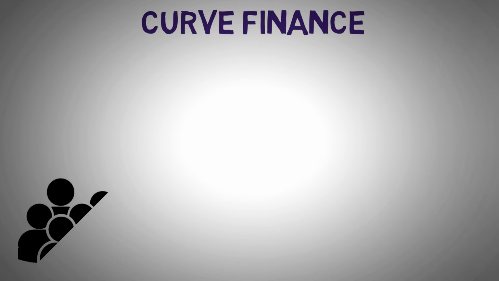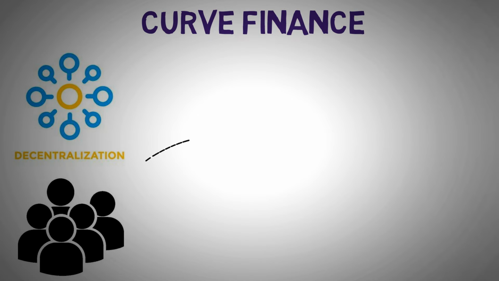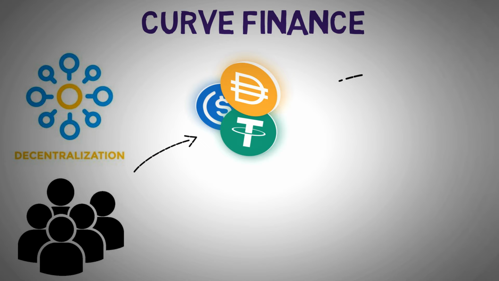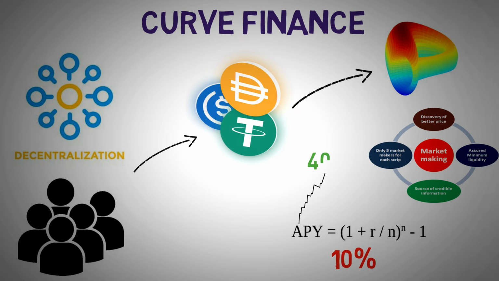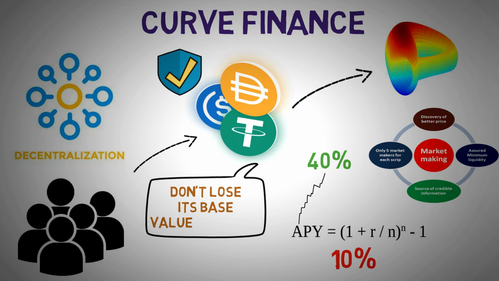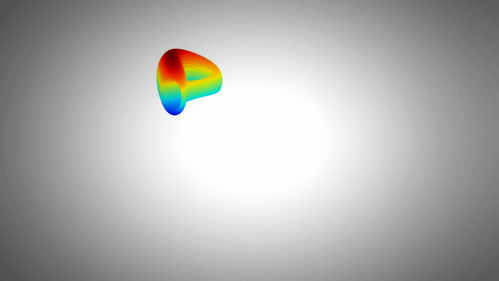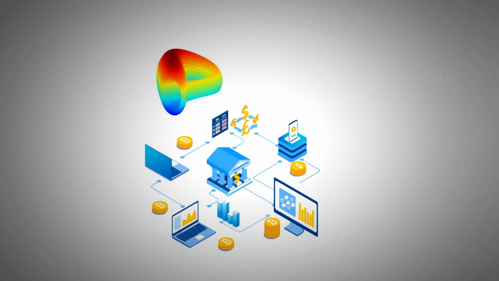Curve Finance. Customers and various decentralized protocols may trade stablecoins utilizing Curve Finance's innovative market-making algorithm for cheap costs and little slippage. APY for the base may be as much as 10%, while APY for rewards can be above 40%. To put it simply, stablecoin pools are more secure since they don't lose their base value over time. Curve is the largest valued DeFi platform, with a total value of about $19 billion.